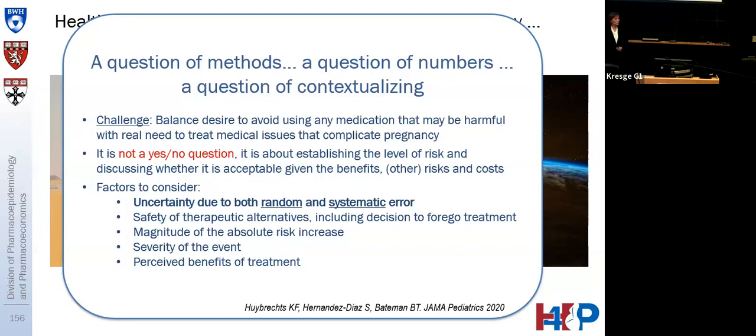Factors to consider there are definitely uncertainty due to both random as well as systematic error, and that's what we've been focusing on a lot, but also the safety of therapeutic alternatives, which might include the decision to forgo treatment if there's really no other medication available with demonstrated safety. Magnitude of the absolute risk increase: we focused more on the relative risk, but this is what helps us establish the public health impact, the severity of the events we might be observing, and then the perceived benefits of treatment. So I'm going to leave it at that. Thank you.